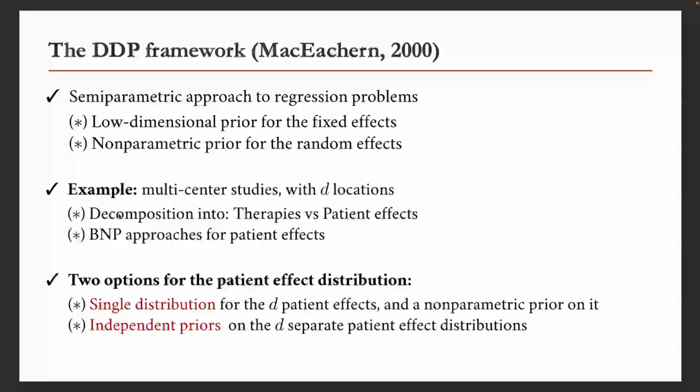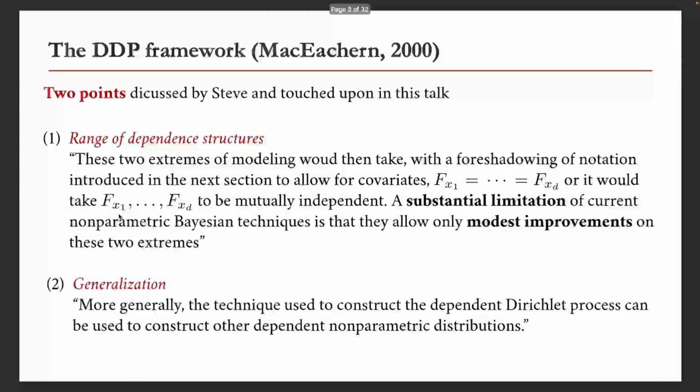And here, Steve notes that there are two options for the patient effect distribution, the non-parametric component. One is a single distribution for the D patient effects and a non-parametric prior for it. The other extreme is independent priors for the D separate patient effect distributions. And here Steve raises two points that to me were very important. The first one has to do with the range of dependence structures.